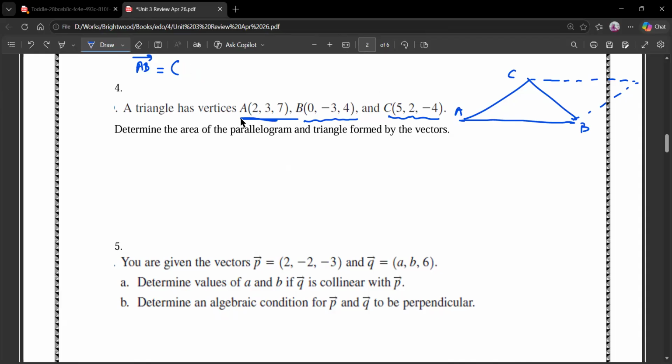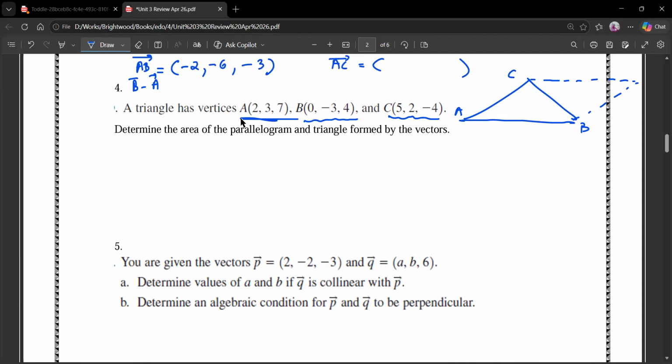You have to find AB and AC separately first of all. AB is B minus A. So B minus A: 0 minus 2 is negative 2, negative 3 minus 3 is negative 6, 4 minus 7 is negative 3.